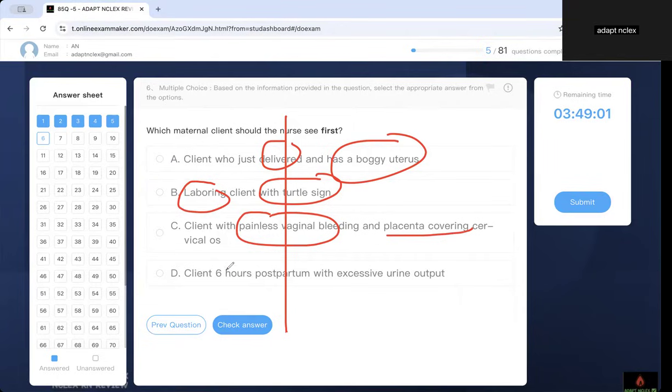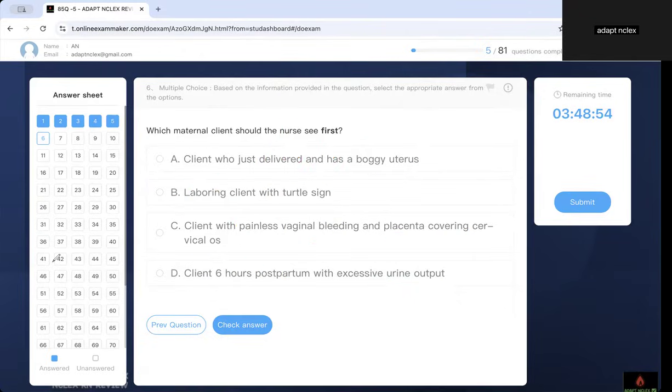Okay, I don't like it. 6 hours postpartum and you have excessive urine. Which condition is bad? You have to be sharp. What do you think? Which one would you pick? Pause the video, put down your answer, and let me know. I'll give you the answer, then give you the explanation. Which one should you worry about? We worry about this patient.